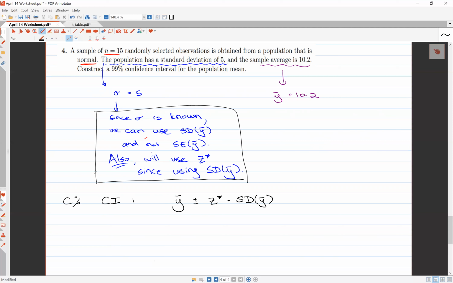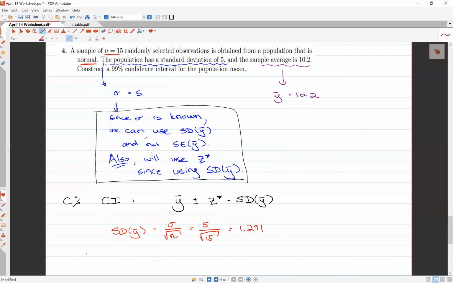Since we can calculate standard deviation, that's what we should use. You should always default to that if it's available. And when you're using standard deviation instead of standard error, you associate that with a Z star value instead of a T star value. So let's calculate the components we need for this. Standard deviation, the formula is not going to look that different. It's just sigma over square root of n instead of s over square root of n. So in this case, 5 over the square root of 15, which is 1.291.